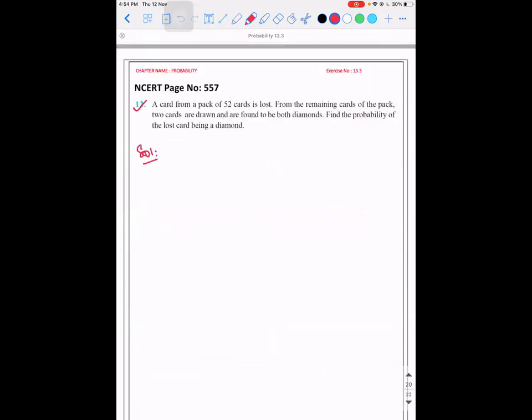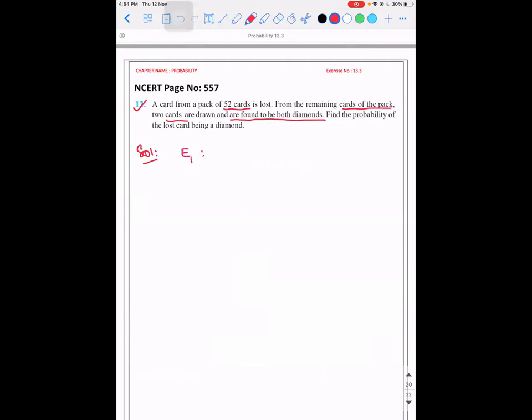We'll do one last problem for the day. A card from a pack of 52 cards is lost. From the remaining cards of the pack, 2 cards are drawn. So from the 51 cards that are there, 2 cards are drawn and are found to be both diamonds. Find the probability that the lost card is a diamond.